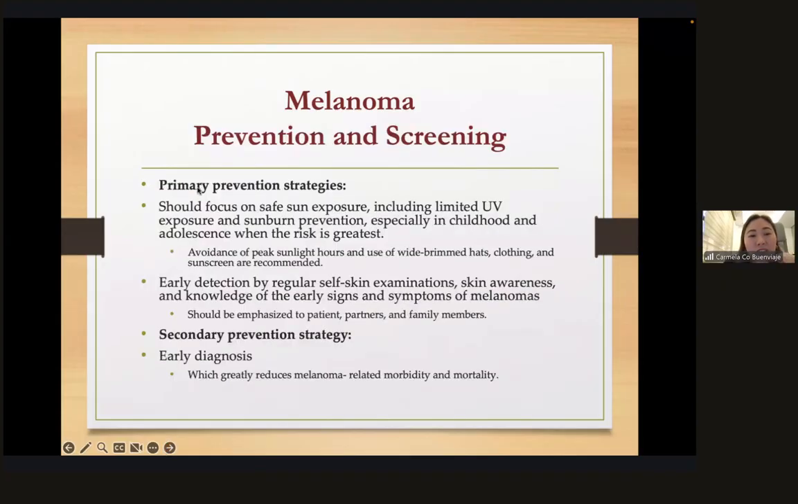Okay, so for prevention and screening, primary prevention strategies should focus on safe sun exposure, including limited UV exposure and sunburn prevention, especially in childhood and adolescence when risk is the greatest. Early detection by regular self-examinations, skin awareness, and knowledge of the early signs and symptoms of melanoma should be emphasized to the patient. And secondary prevention strategies should be early diagnosis, which could greatly reduce melanoma-related morbidity and mortality.